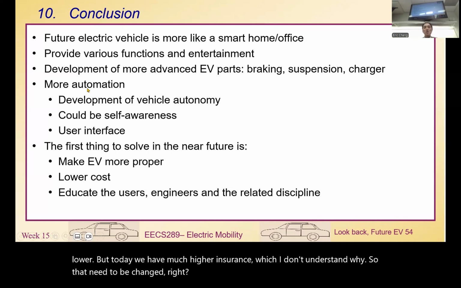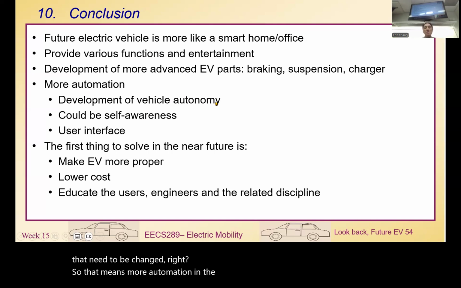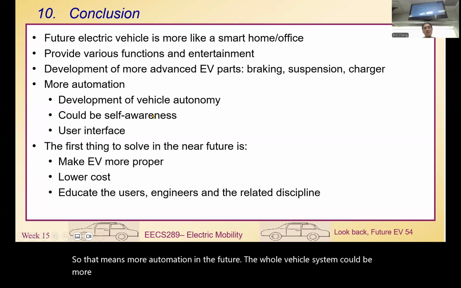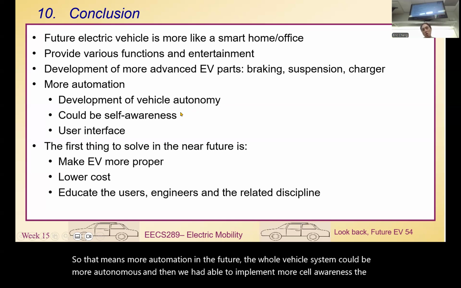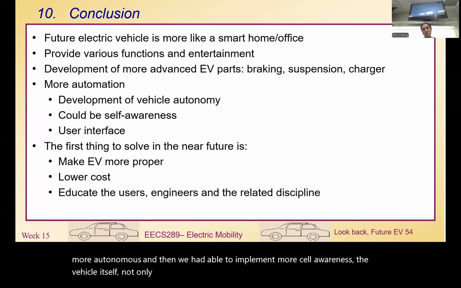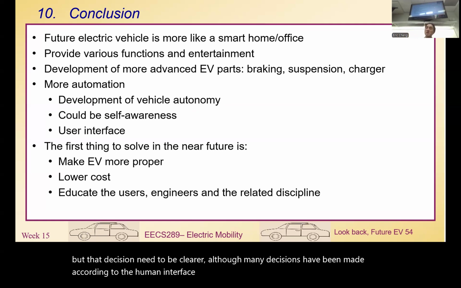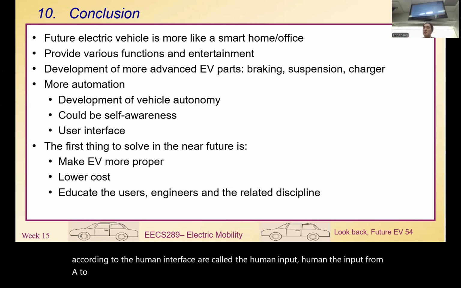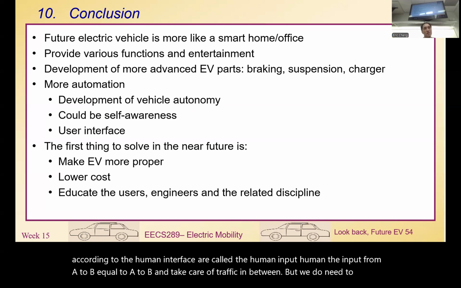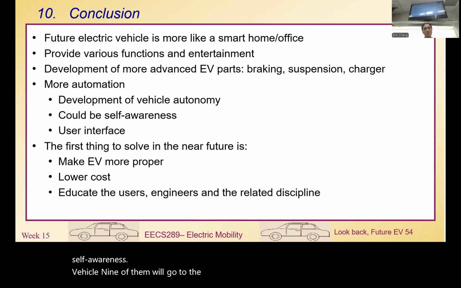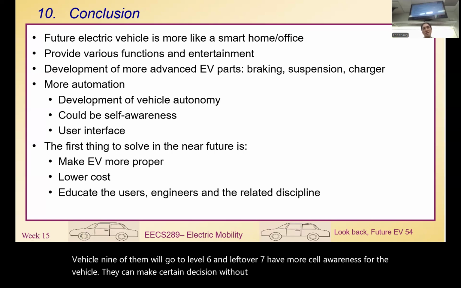So that means with more automation in the future, the whole vehicle system could be more autonomous. And then we are able to implement more self-awareness. The vehicle itself, not only automation. Automation means automatically making decisions, but those decisions need to be careful. Although many decisions have been made according to human input: the human inputs from A to B, and the vehicle takes care of traffic in between. But we do need to have self-awareness for the vehicle. That will go to level 6 and level 7. Have more self-awareness for the vehicle, so they can make certain decisions without human intervention. I think we have been doing it.